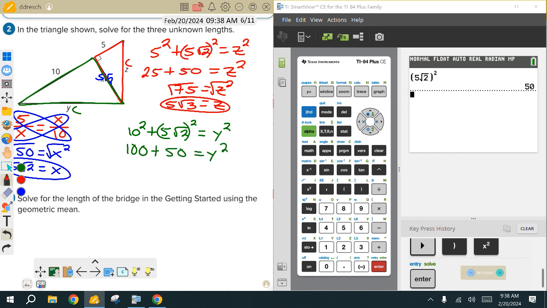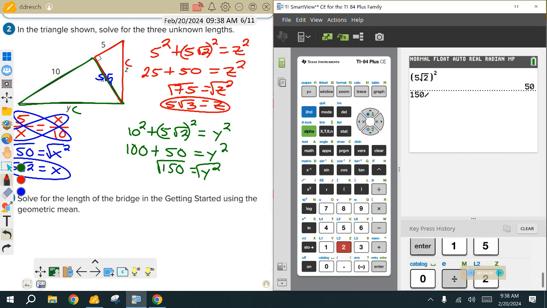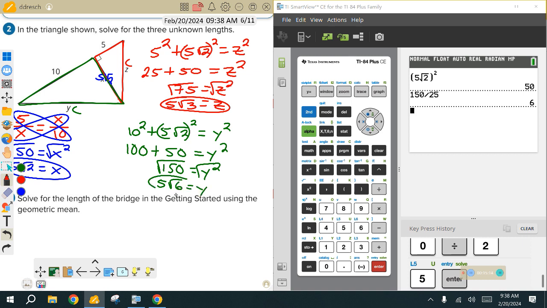And go back to your factor tree, your prime factorization. 150. Now you should know 25 is working for you. 25 is going in there 6 times, right? 5 root 6, correct? Plus or minus, but we don't care about the negative, do we? 5 root 6. So 5 root 6, 5 root 3, and our 5 root 2.